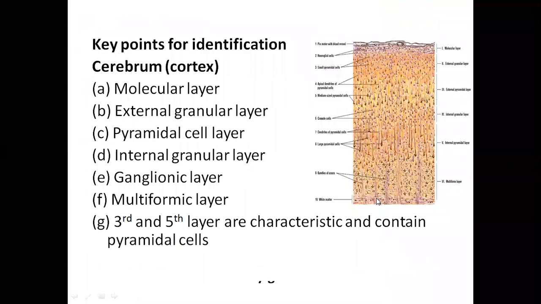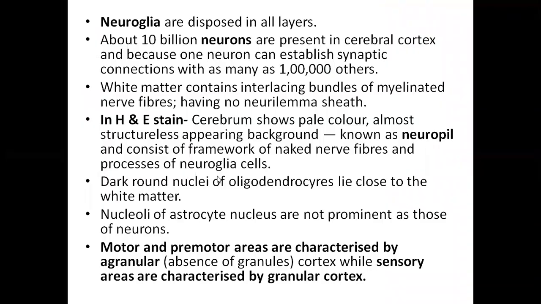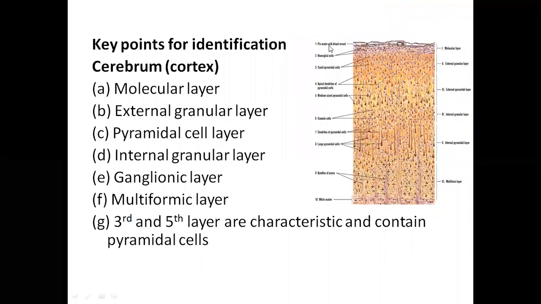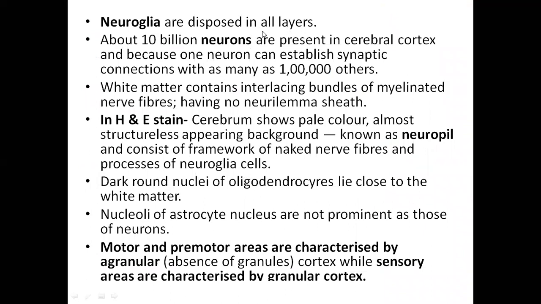See here now. These are the 6 layers which we have to be thorough with: the molecular, external granular, pyramidal, internal granular, ganglionic cell layer, and multiform layer. Third and fifth layers are characteristic and contain pyramidal cells. These are the cells which make the cerebrum very unique, and which is the seat of intelligence, a very, very important layer. Neuroglia are of course disposed in all layers.